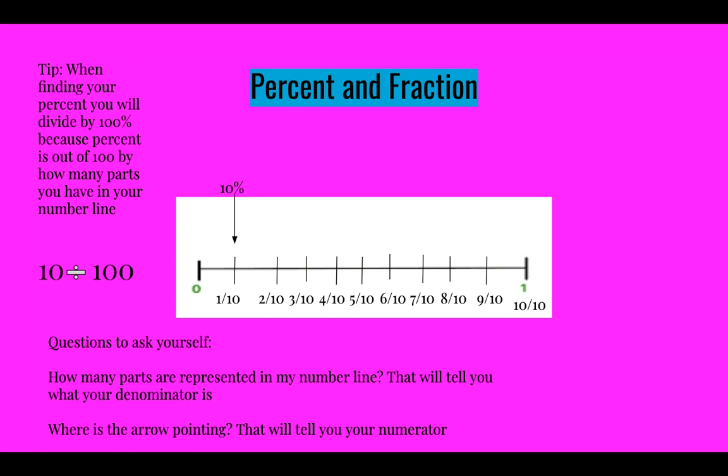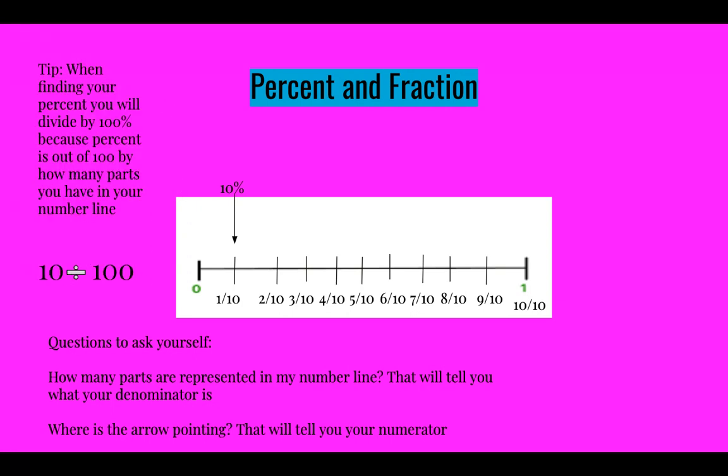All right, so here we are with another number line, but we have 10 pieces. So I'm going to count it out. 1, 2, 3, 4, 5, 6, 7, 8, 9, 10. Remember, do not count 0. Count that first tick mark after 0 and go all the way to 1.